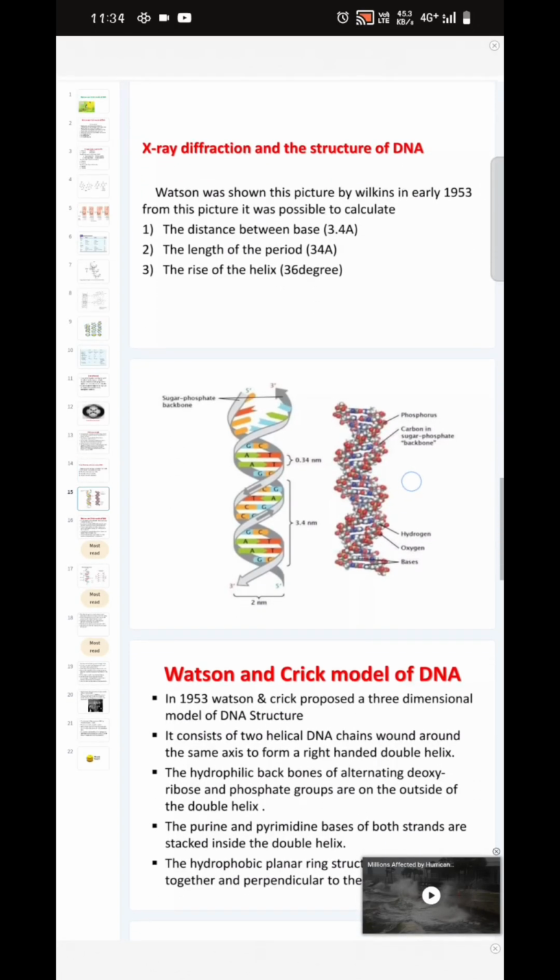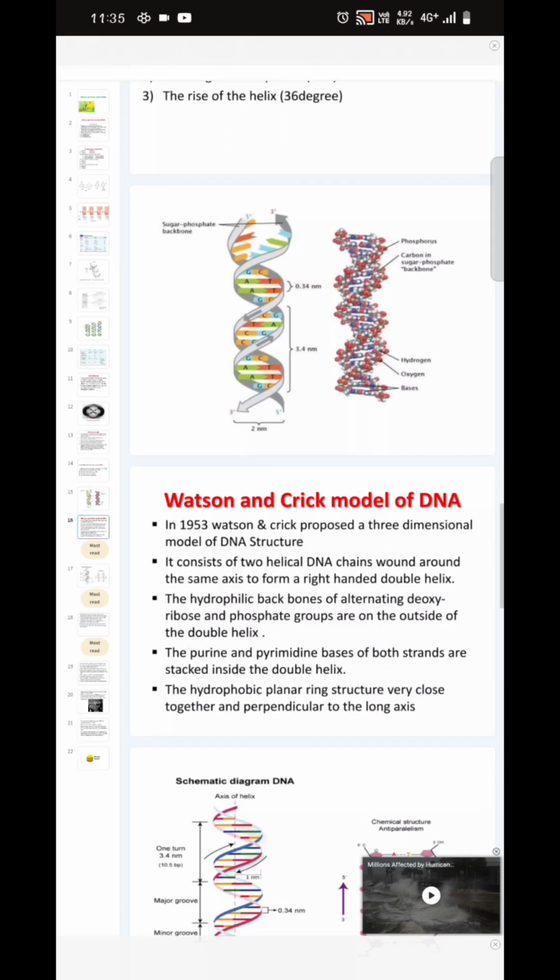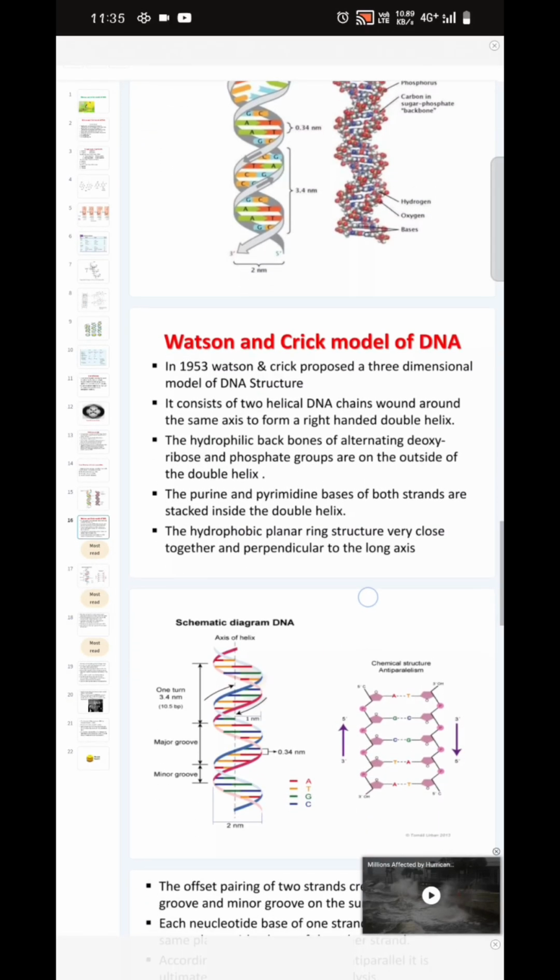X-ray diffraction shows the structure of DNA, as in the picture by Wilkins in early 1953. From the picture it is possible to calculate the distance between bases, 3.4 A, the length of the period, 34 A, and the rise of the helix, 36 degrees. This is the picturization of the Watson and Crick model of DNA.